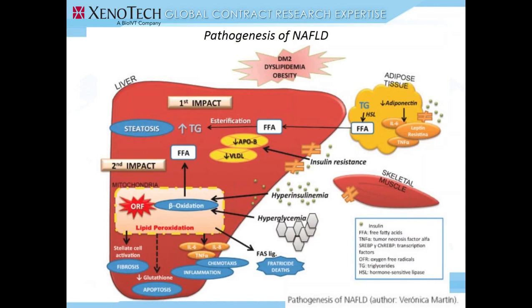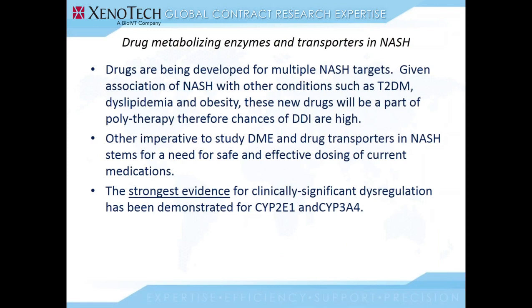As you see also from this slide, there is a large number of processes and molecules that can become drug targets. Drugs are being developed for multiple NASH targets. Also, given the association of NASH with other conditions such as type 2 diabetes, dyslipidemia and obesity, these new drugs will be a part of polytherapy, therefore chances of DDI are high. Another imperative to study drug metabolizing enzymes and drug transporters in NASH stems from a need for safe and effective dosing of current medication.